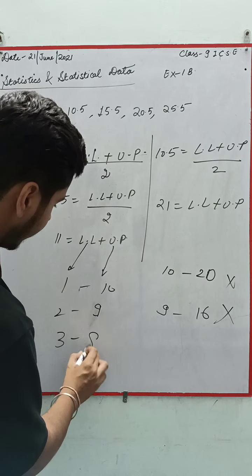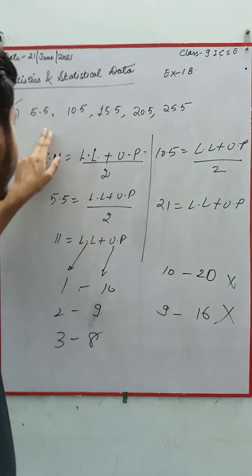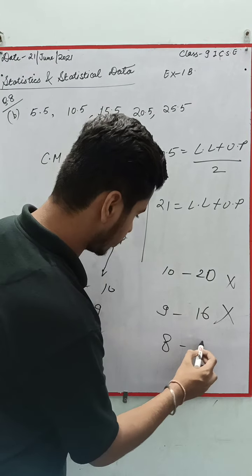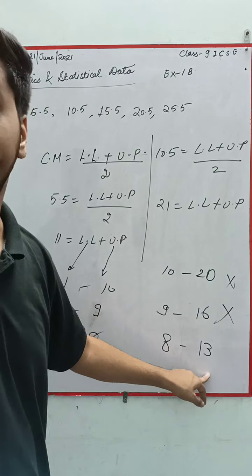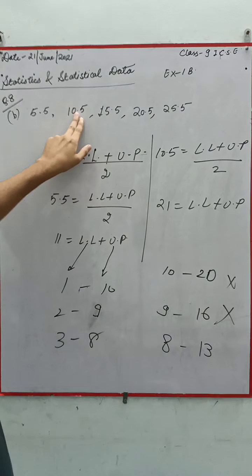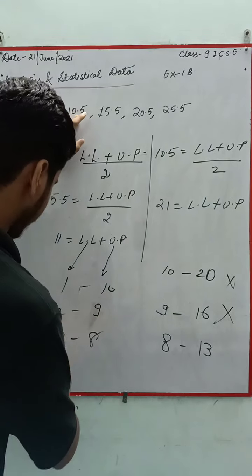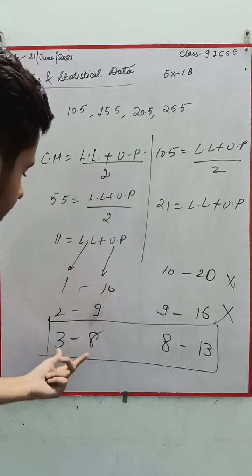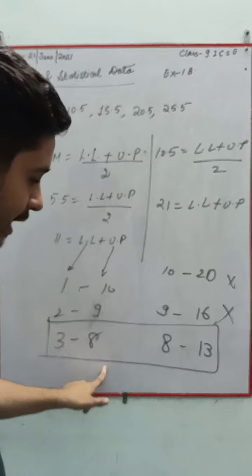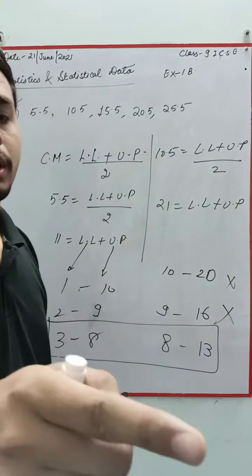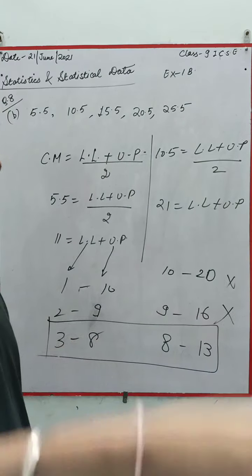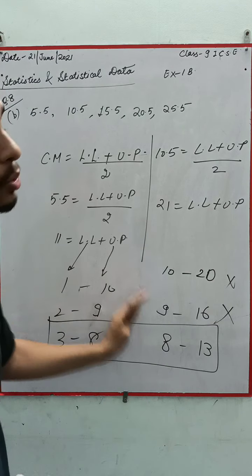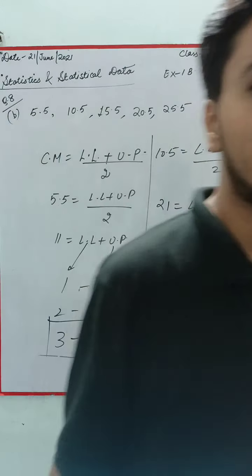Let's go for 3 to 8. 3 plus 8 is 11, divided by 2, 5.5. Accepted. Now, keeping this in mind, 8 to 13. 8 plus 13 is 21, and 21 divided by 2 is 10.5. So yes, this satisfies our equations and our class marks. So we take the intervals 3 to 8, 8 to 13, then 13 to 18, and so on. I hope this is clear to you. You can do the first one also. Okay, let's go to the next question.